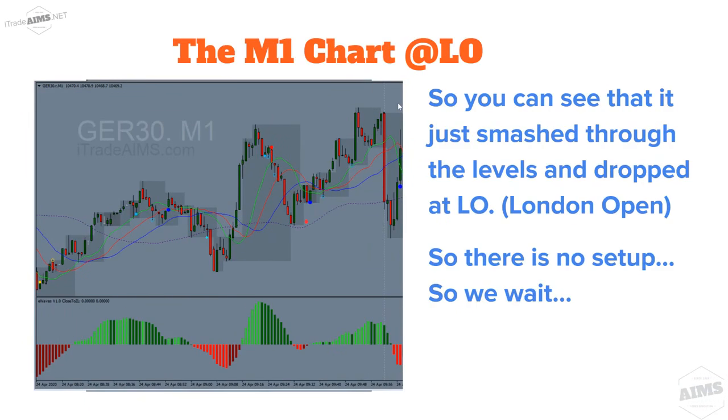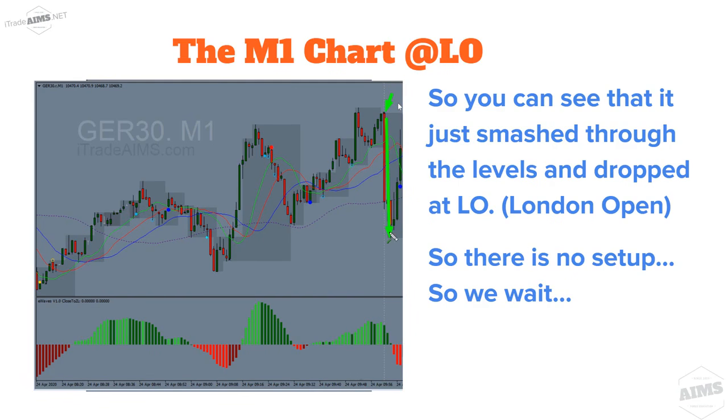Now we go to the M1 chart. So remember, the chart is displayed with M5 and M1 split. So we are seeing both the charts at the same time. But on M1, this is what I saw. So what happened is that price started here at London Open and immediately broke down. So in 3 minutes time, it went all the way down.